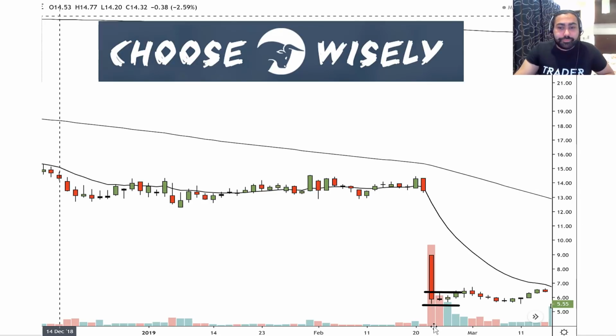So on this one, you would have entered long above this high, stop below these lows. It went up a little bit and teetered out, and then eventually went back up a little bit, but eventually didn't work, right?